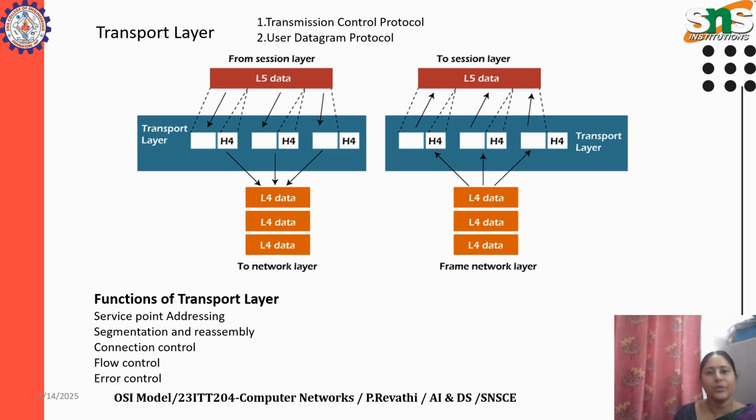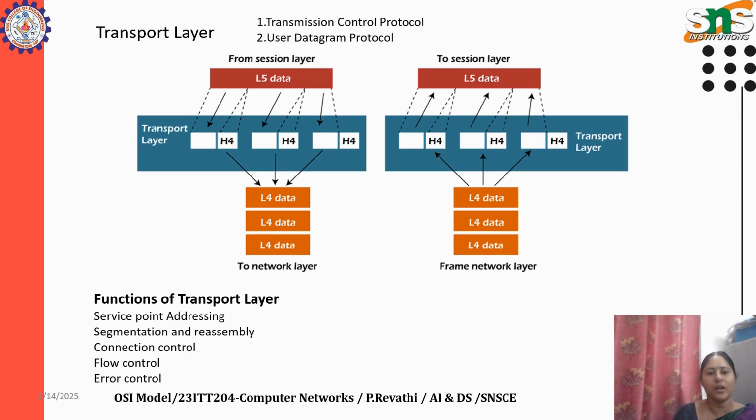Second one is user datagram protocol. User datagram protocol is a transport layer protocol. It is an unreliable transport protocol. As in this case, a receiver does not send any acknowledgement when the packet is received. The sender does not wait for any acknowledgement. Therefore, this makes the protocol unreliable.